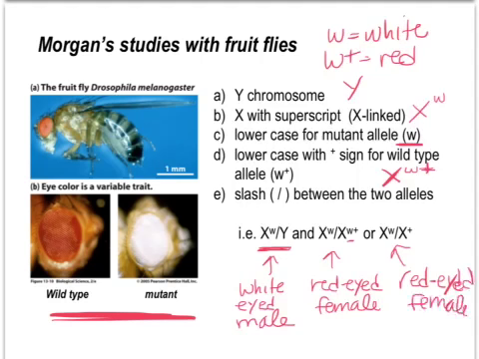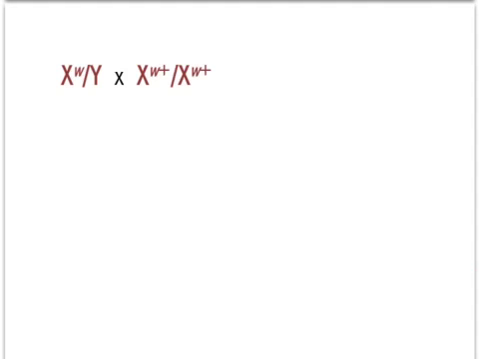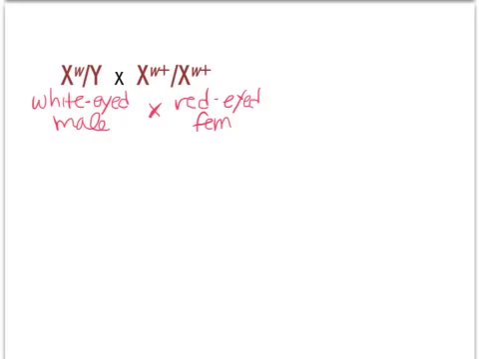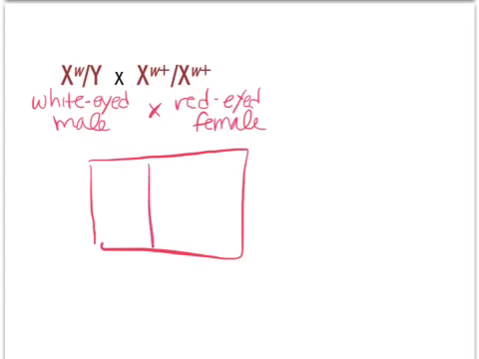Okay, so that's just a little bit about the nomenclature. And so the interesting thing about sex-linked inheritance is the following. If I took a white-eyed male and I crossed it with a homozygous wild type, or a homozygous red-eyed female, what would I get? Well, you can do the Punnett square. So let's put the male over here. Let's put the female over here.